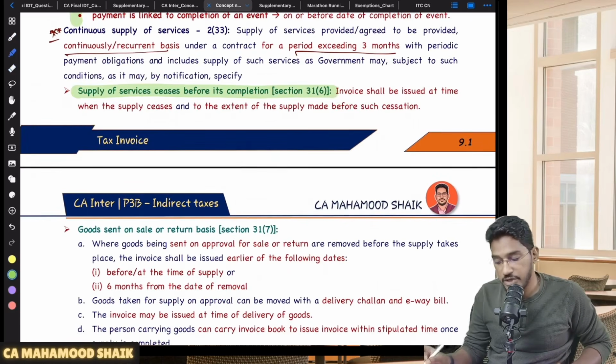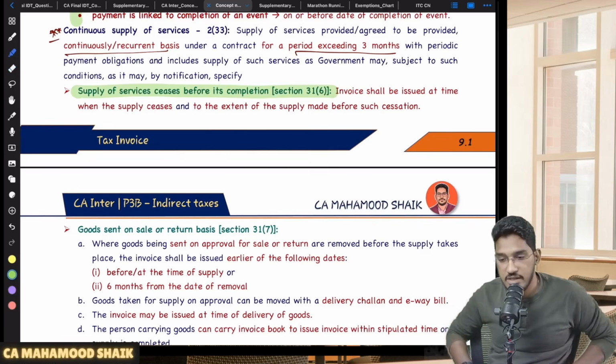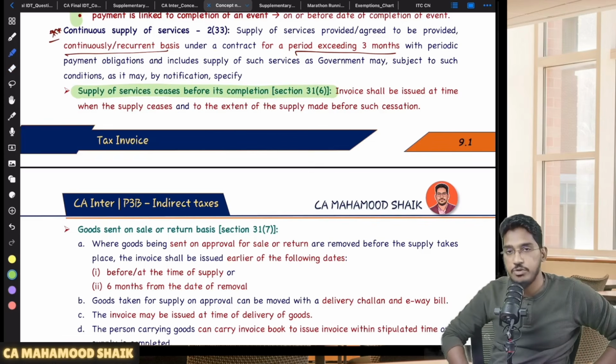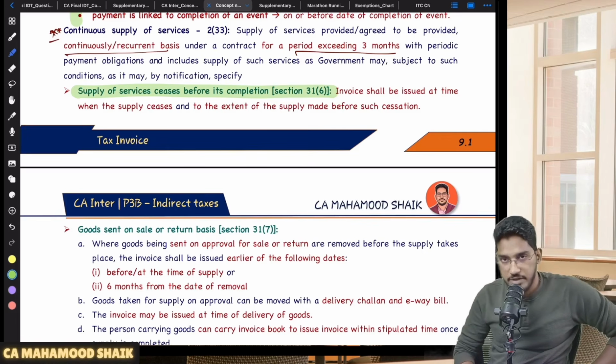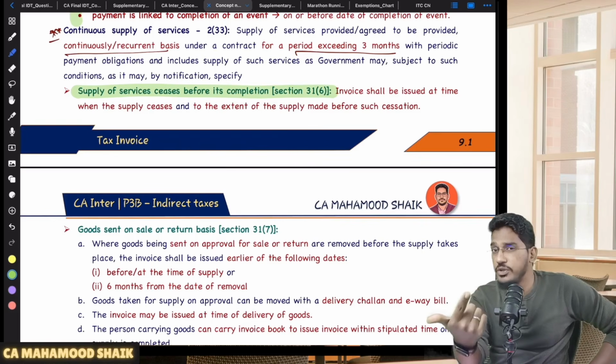You have agreed to provide the services. Before you could complete the service, it is ceasing, the service is stopping. Let us say, for example, I told you I will teach you the CA final IDT for 2 months, and I have started providing the services. After 1 month itself, I am stopping it. So if the supply of service is ceasing before its completion, till that portion, whatever service I have provided, for that I have to issue invoice or not?